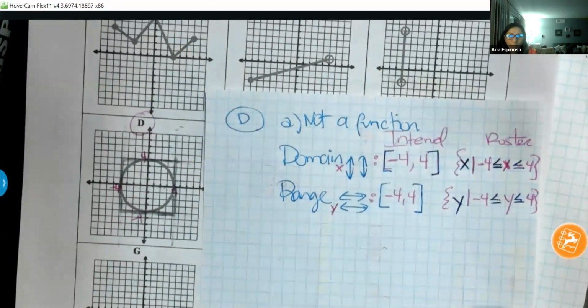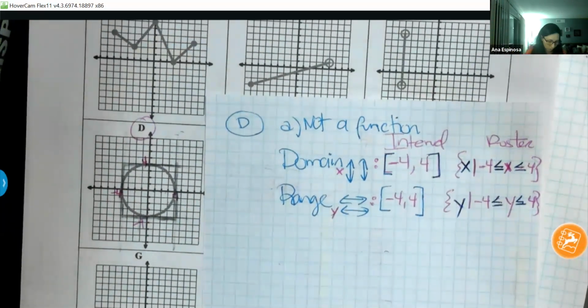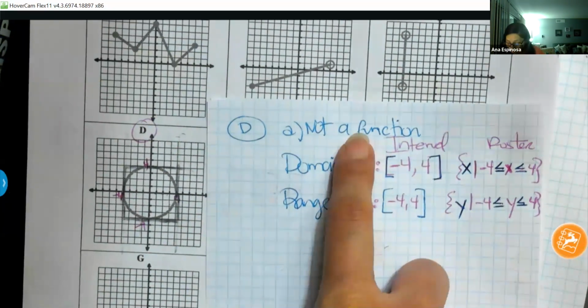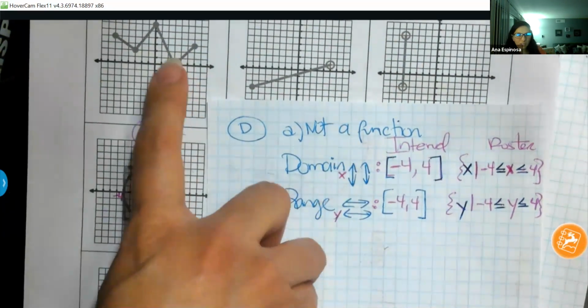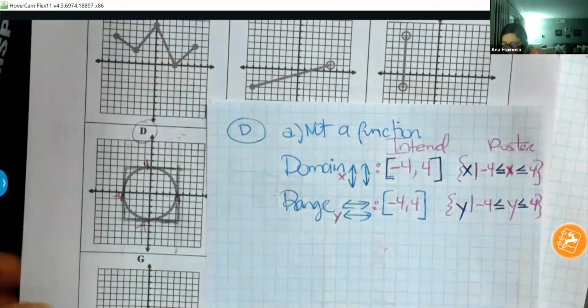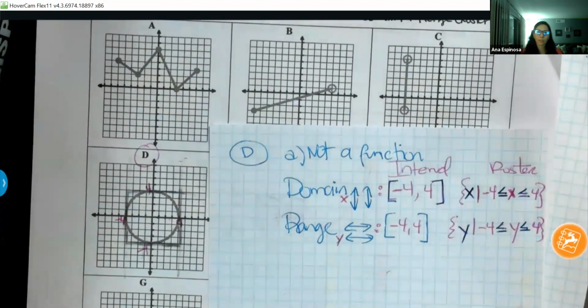But that's basically how the function notation, the functions work, and how domain and range are. Some of these are a bit more complicated. They look more complicated, but once you get the hang of it, you'll be fine. We'll practice more of these in class. Okay, thank you so much.